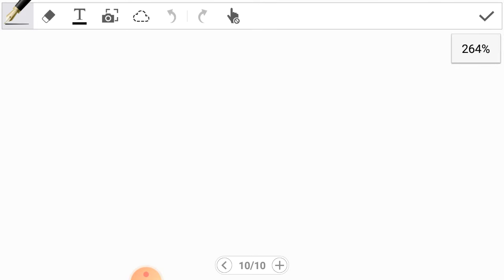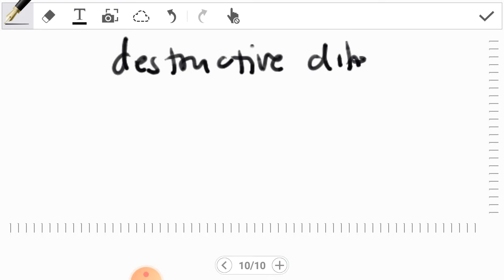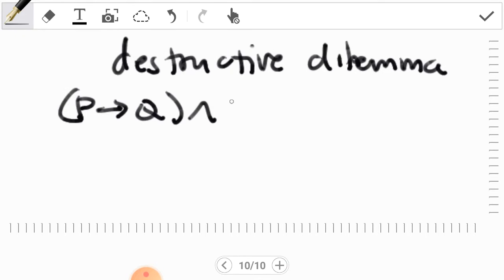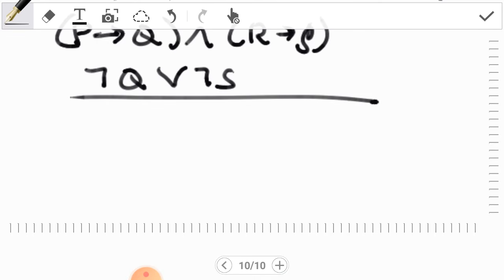Next, the last one, we have the destructive dilemma. It's very similar to number 8. Same explanation. But let's go over it. For the destructive dilemma, we have P implies Q and R implies S, not Q or not S. Those are the premises. The conclusion: not P or not R.